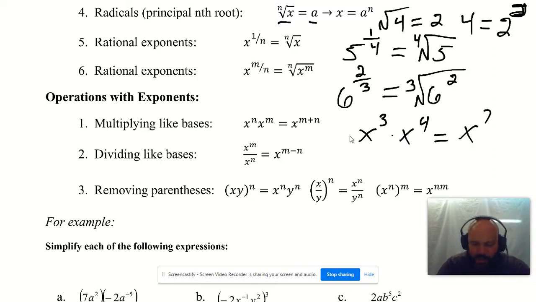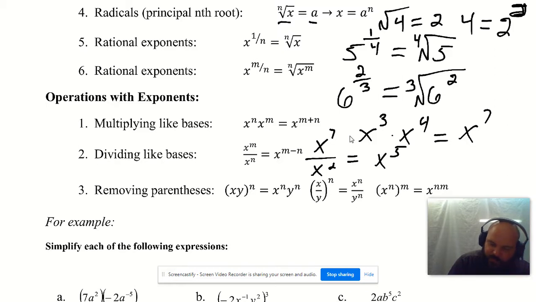So you just add the powers if the bases are the same. That's pretty easy. Very similar to this. The first one was multiplying like bases. This is going to be dividing like bases. So this one would be if you had something like x to the seventh over x to the second, that would turn into x to the fifth power. So in this case, because the bases are the same, you subtract the exponents.